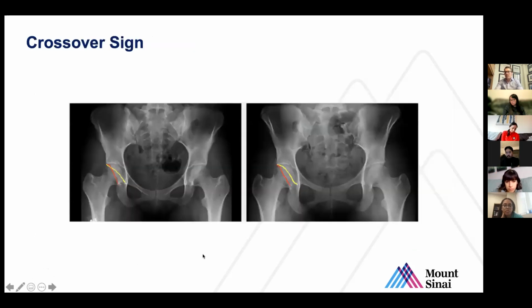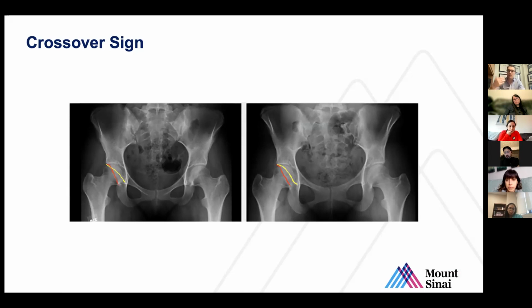So crossover signs. We're looking at these on AP pelvis. We can spend a lot of time just on imaging, but the red line is outlining the posterior acetabular wall, and the yellow line is outlining the anterior acetabular wall. The anterior acetabular wall should not cross the posterior acetabular wall. The one on our right is normal, and the one on our left is abnormal. We would call that a cranial crossover, so it's crossing over high. You can have crossovers in the mid portion, or caudal crossovers that are even lower.